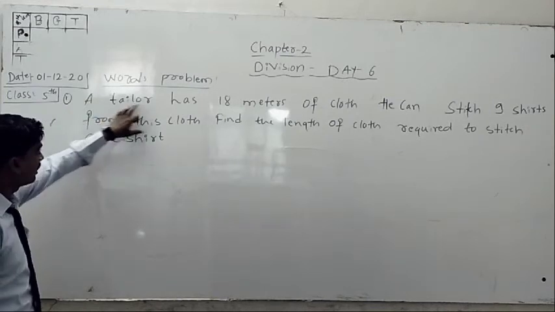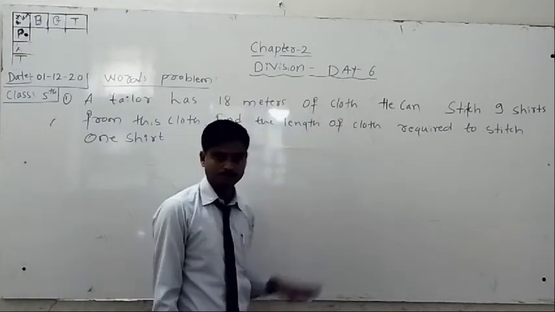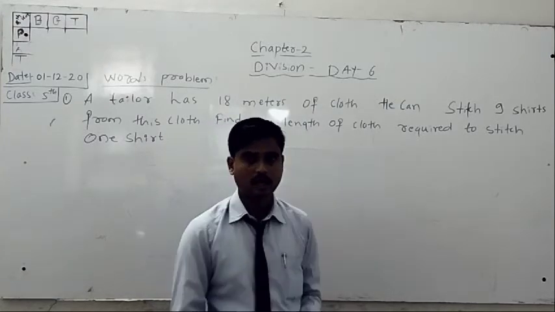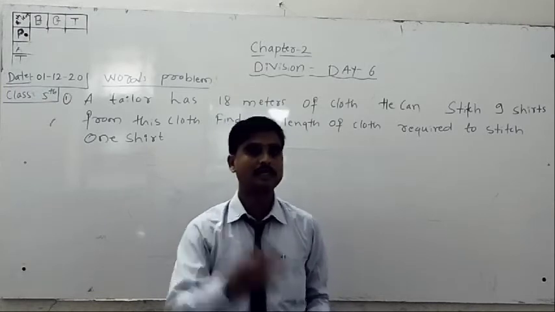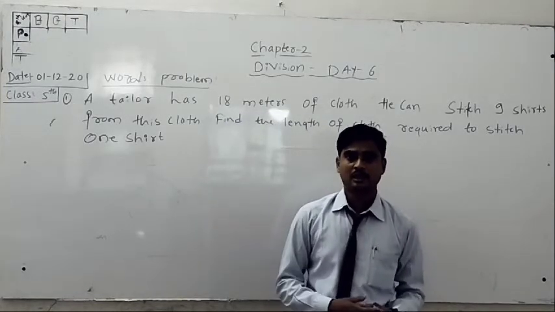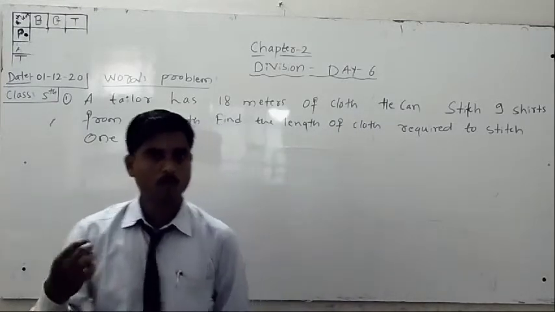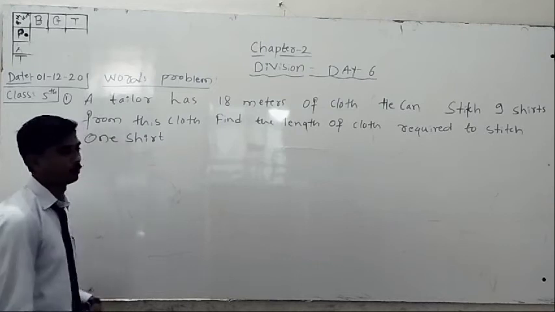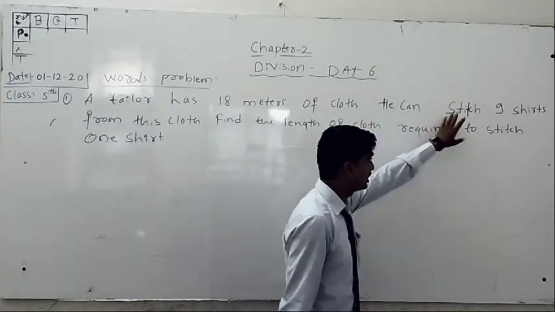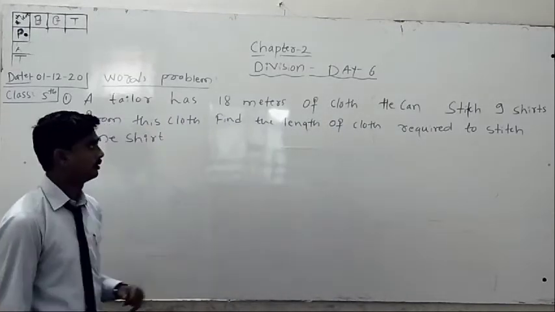A tailor has 18 meters of cloth. Tailor has, what is the work of a tailor? The work is only stitching shirt, pant, all things which we wear, that only the tailor stitches. He can stitch 9 shirts from this cloth.